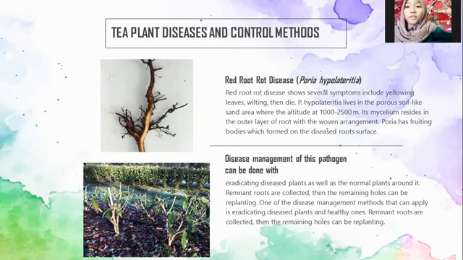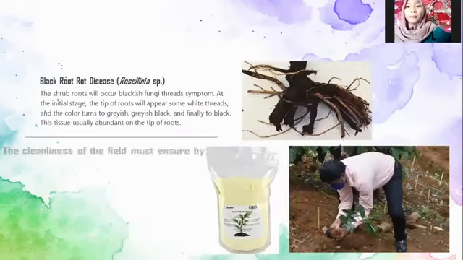Disease management of the pathogen can be done by eradicating the diseased plant as well as the normal plants around it. Remaining roots are collected, then the remaining host can be replanted. Next.